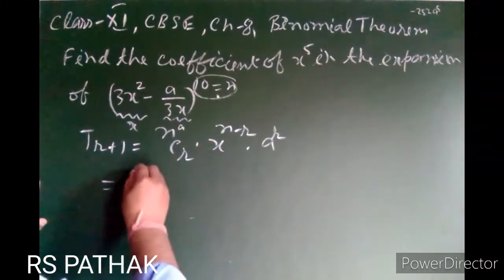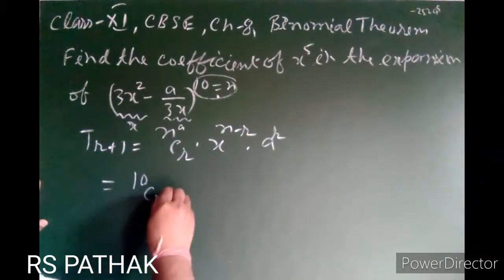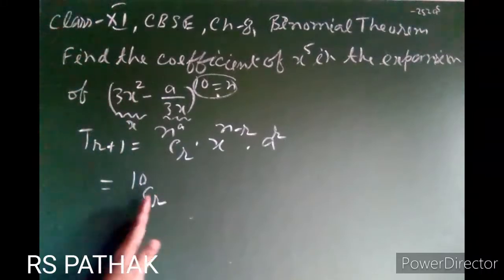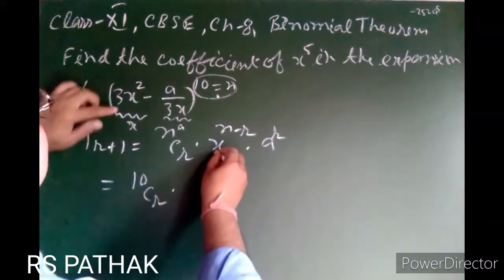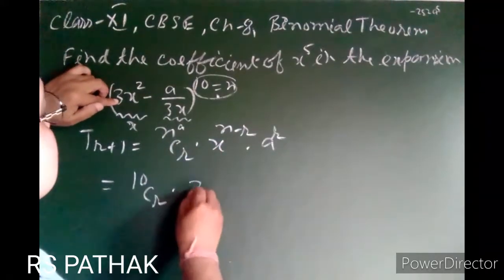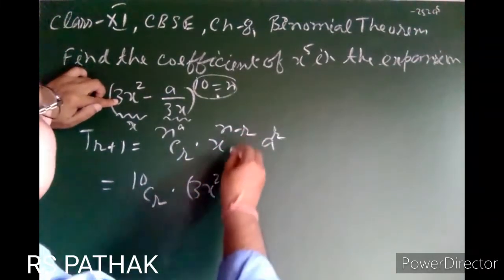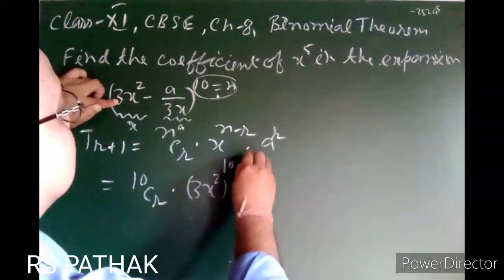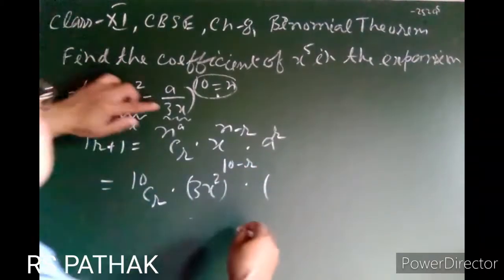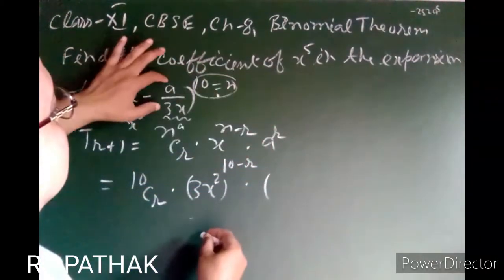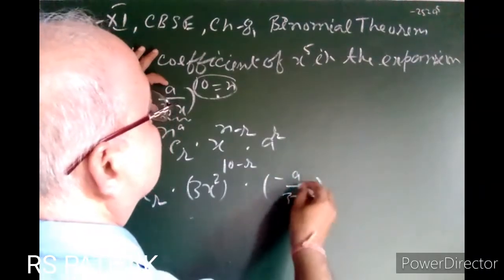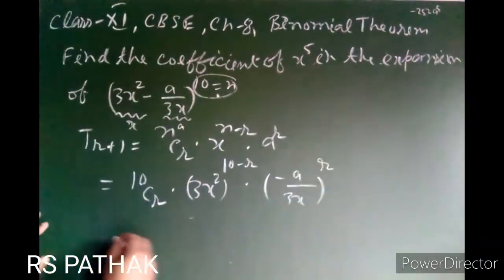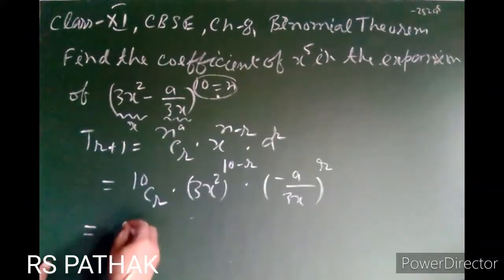10Cr. r is unknown because you have to find it. In place of x, you will put 3x square. Power n minus r means 10 minus r. In place of a, you will write minus 1 upon 3x to power r. 10Cr.